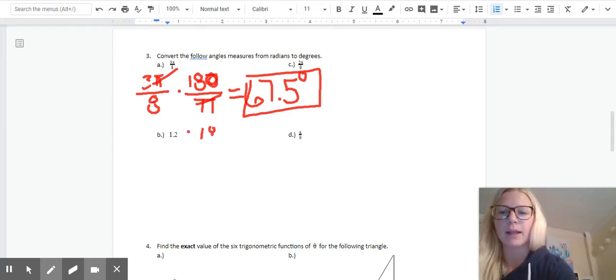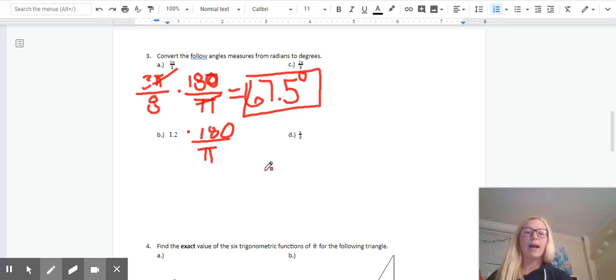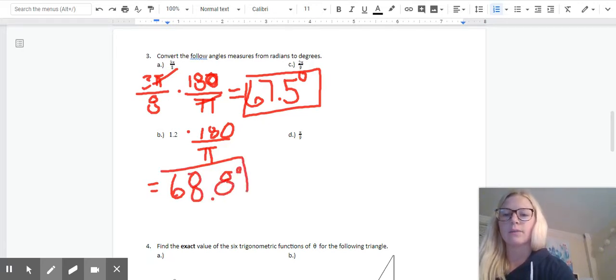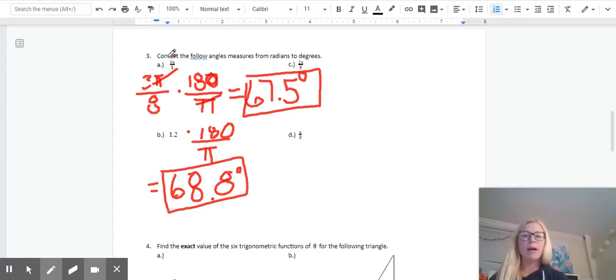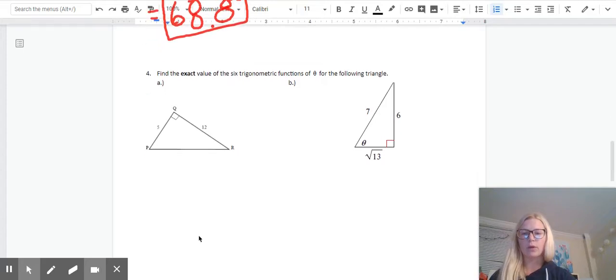If we're multiplying this by 180 over pi, there's not a pi with this to cancel out. So we have to actually divide it by pi. First we would do 1.2 times 180. You get 216, and then divide that by pi. You get 68.8 degrees. So if there's no pi to cancel out, you can't cancel a pi. The last two examples you're going to do have pi, so that will work out well for you.